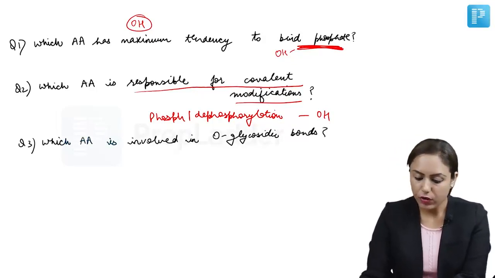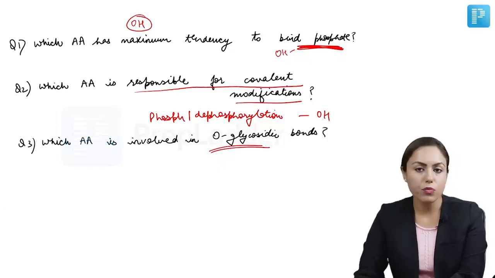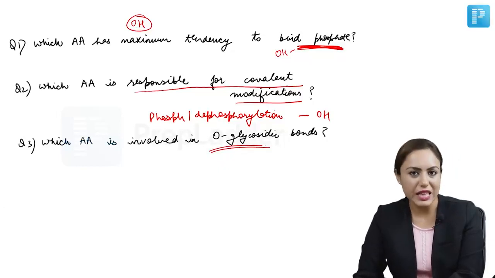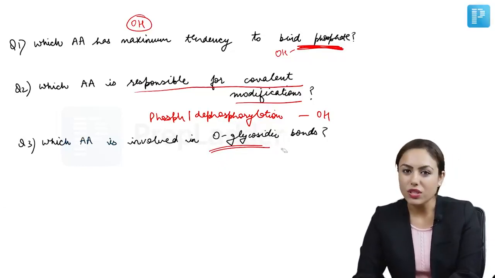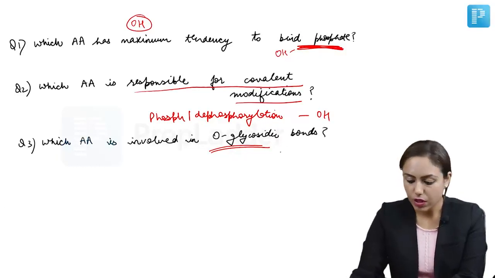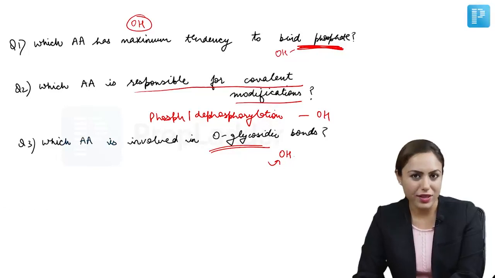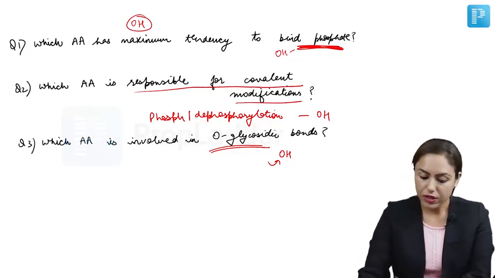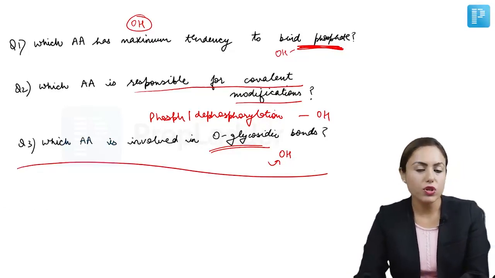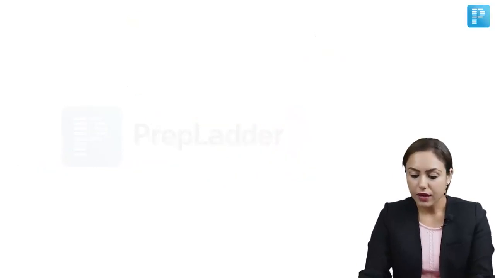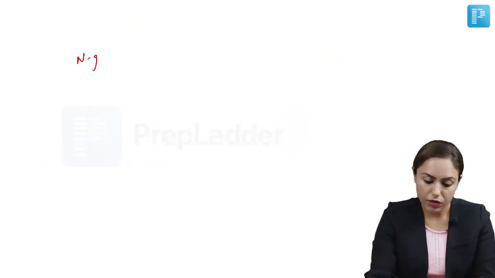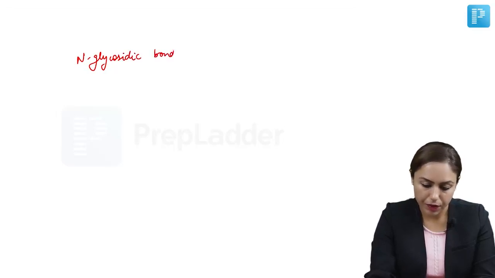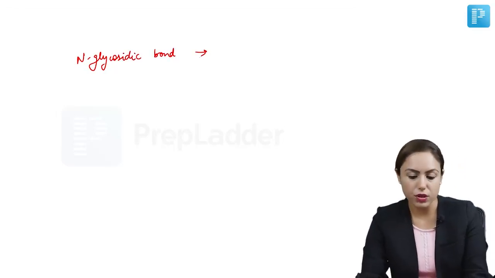Then, which amino acid is involved in O-glycosidic bonds or O-glycosidic linkages? O means we need oxygen for this bond, which comes from the oxygen of the OH containing amino acid. So whenever these 3 questions are asked, your answer is OH containing amino acid. And if the question is which amino acid is for the N-glycosidic bond, N stands for nitrogen here.